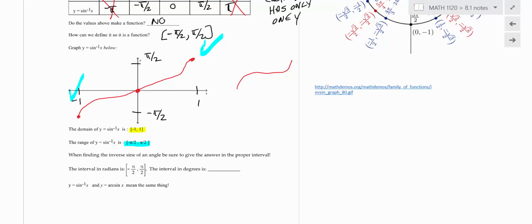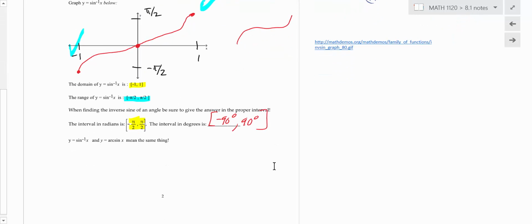So one of the things that's pretty important when you're dealing with this is the interval in radians is this. The interval in degrees, of course, would just be -90 degrees to 90 degrees like that. So that's the graph. You're not going to do any graphs of inverse trig functions, but you have to understand the graph to do the main thing that I'm going to teach you in this section. If you don't understand the graph, the rest of what I do wouldn't make any sense.